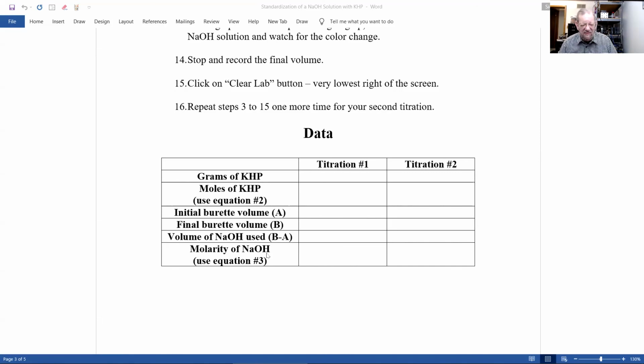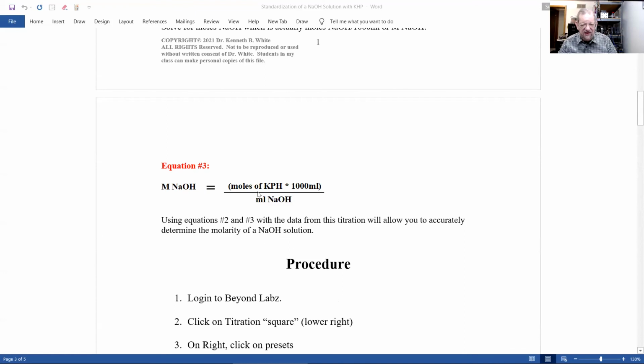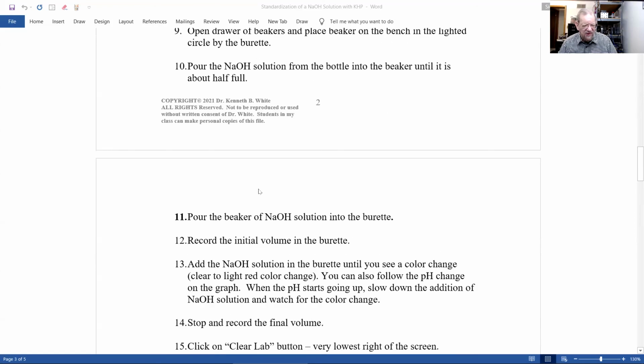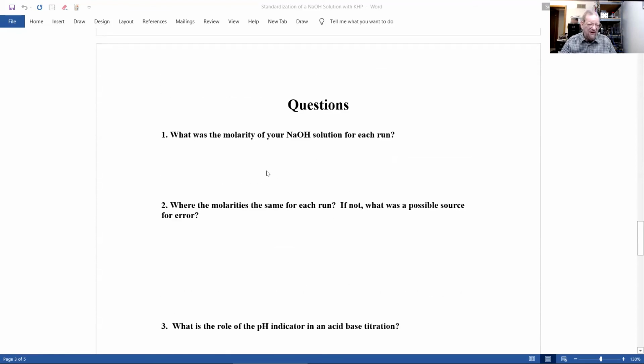But anyways, and then the molarity of the NaOH, you'll use equation 3 up here. You have moles of KHP times 1,000 divided by the milliliters used, which you calculated right here. And that's today's lab, plus these questions. So that's today's lab. It's a lot of fun playing with that burette, even though they do have a bug that I'm going to have to run them through talking to you today. I know some people at Beyond Labz. I'm going to email them, let them know there's a problem.